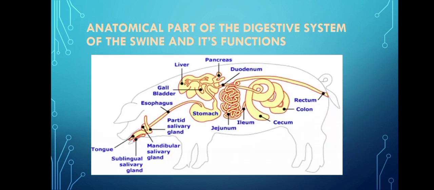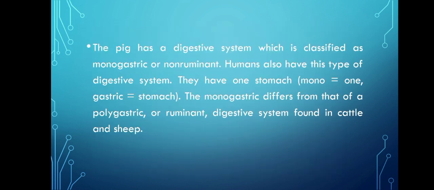So the next part is the anatomical part of the digestive system in the swine and its functions. The pig has a digestive system which is classified as monogastric or non-ruminant. Humans also have this type of digestive system. These have one stomach, mono meaning one, gastric meaning stomach. The monogastric differs from the polygastric or ruminant digestive system found in cattle and sheep.